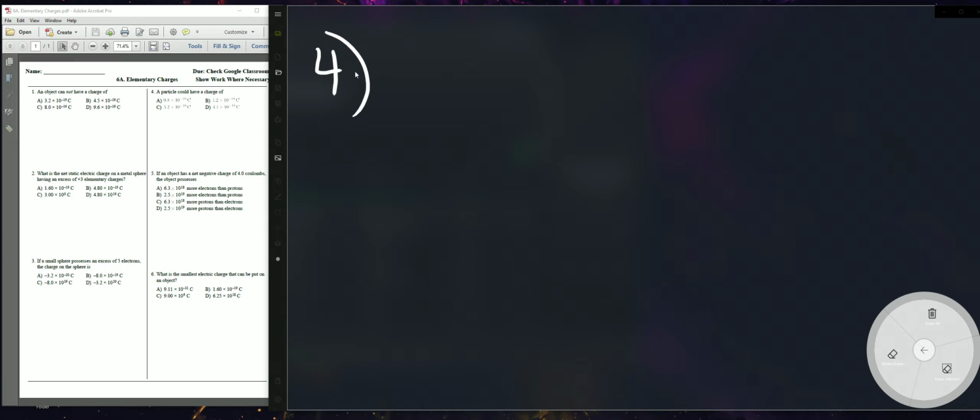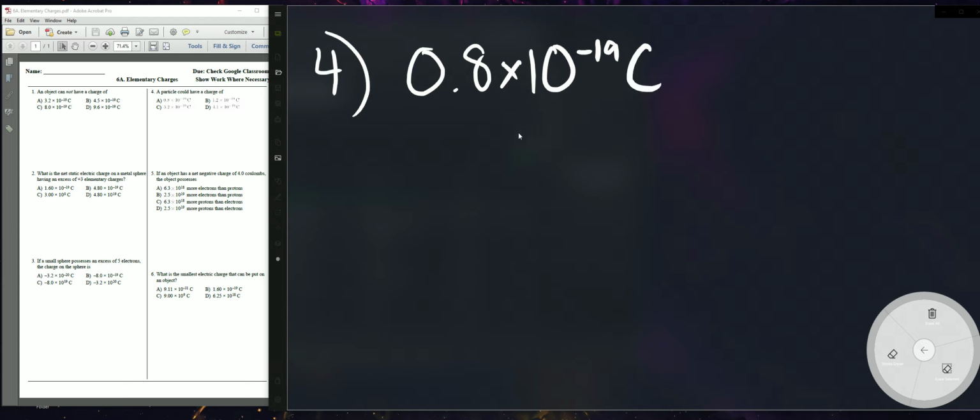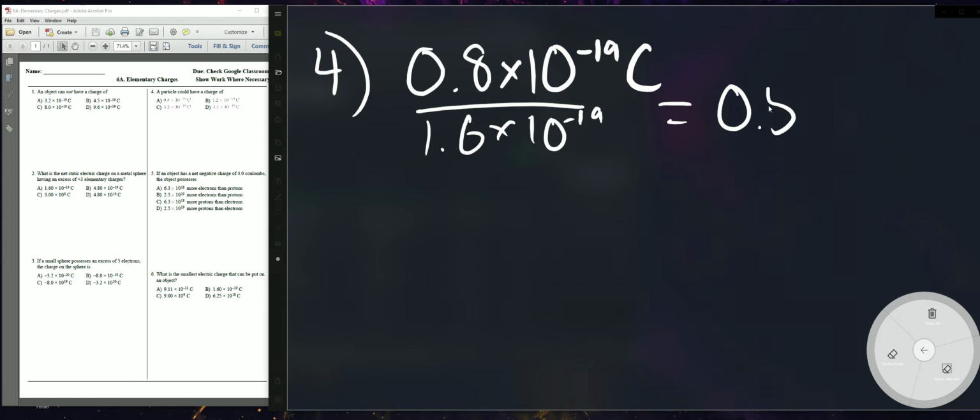Number 4, a particle could have a charge of what? Again, right now we want possible particle charges. We don't want impossible, we want possible charges. Choice A says 0.8 times 10 to the negative 19 coulombs. If we divide this by 1.6 times 10 to the negative 19, we clearly get 0.5. That's part of an electron or part of a proton.